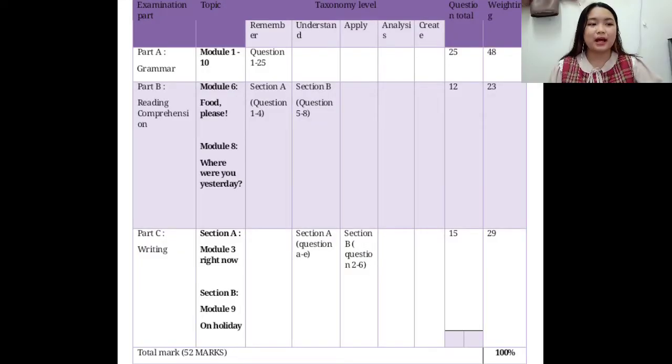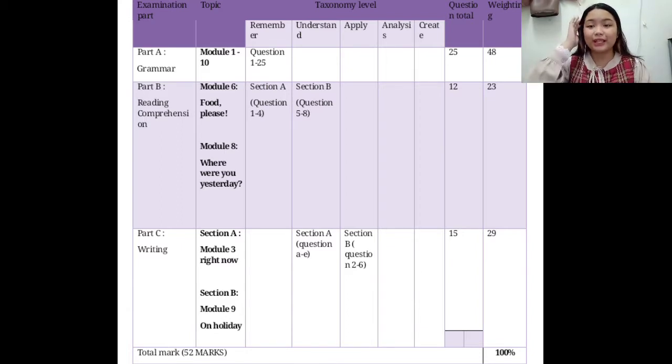Okay, so we are going to start with my part. I'm going to start with the table of specification first. The examination part that I chose for this exam paper is Part A Grammar, which tests grammar to the pupils for year 3. We chose standard 3 for our exam paper.